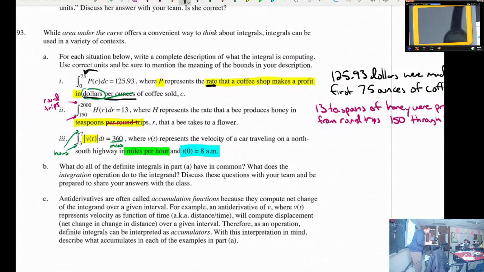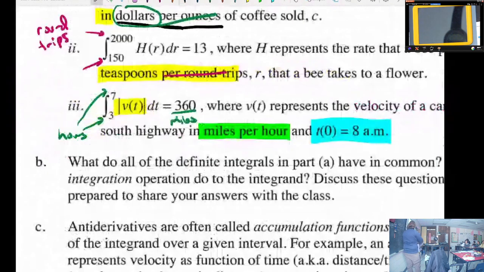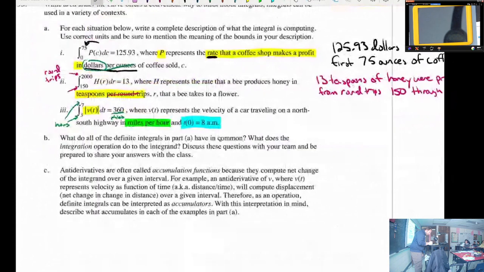So now here's the other part of this. See that absolute value of v of t? That's going to change. We're going to have to add just a careful word into our answer. This means that we don't care if the car was traveling forward or backward. All we care is that it was traveling. So 360 total miles were traveled, I guess is probably what I want to say there. So 360 total miles.